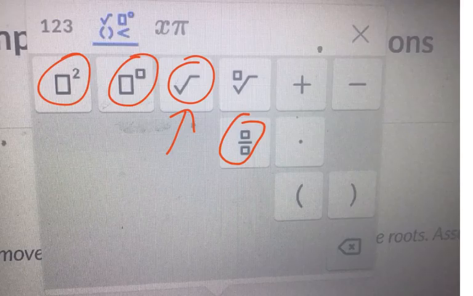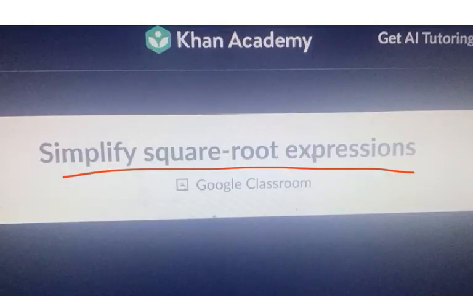So guys, hopefully this video helps you. And the main goal was to get you through simplify square root expressions. Don't forget about the other assignments that I also gave you though. Okay, couple more videos are coming.